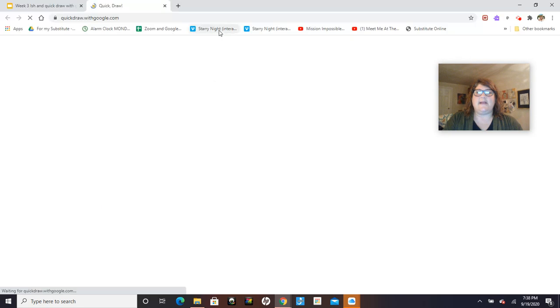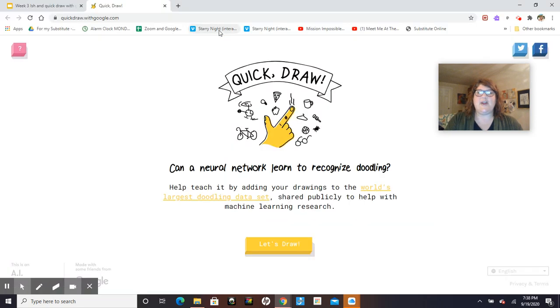We'll hit that, and it's going to take us to quickdrawwithgoogle.com. So it's going to make a guess. They're calling it the neural network. I don't have a clue what that means. Something very fancy, very technology. Basically, they've got it programmed to guess what we're drawing with the touchscreen.